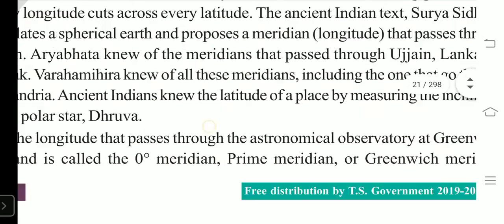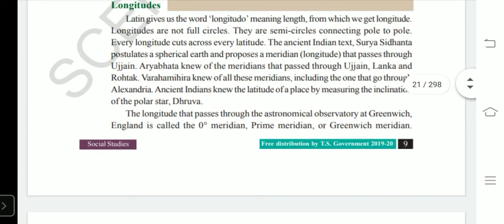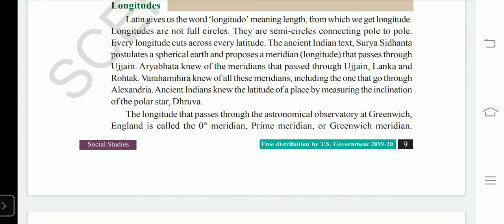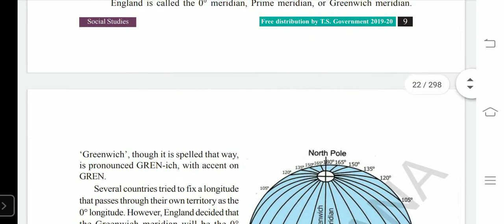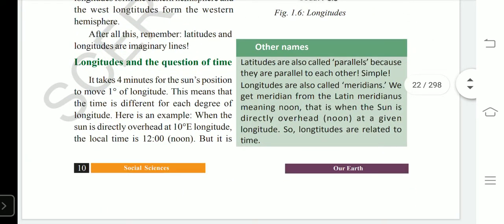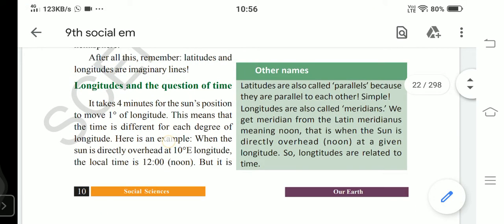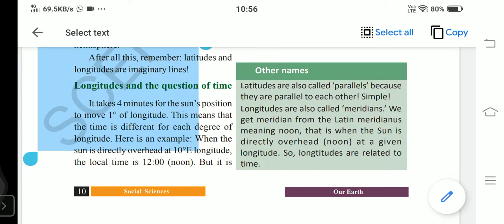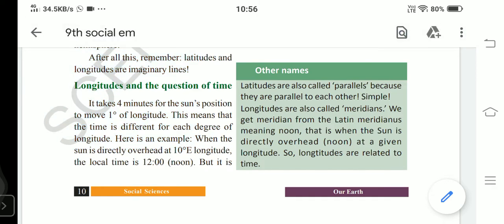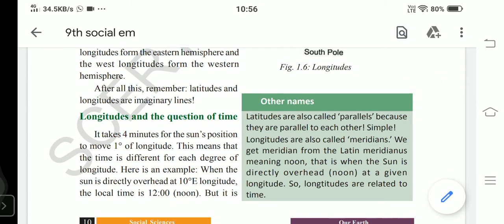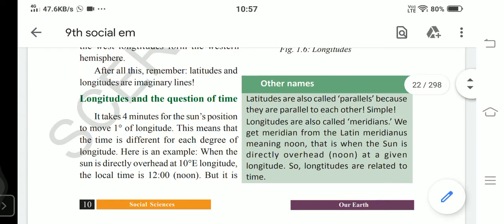So my dear students, how to calculate the time, we'll see here. Okay, the next part I'm taking you to is latitudes, longitudes, and the question of time. Look here, how to calculate the time. Dear students, from one longitude to another longitude, there will be 4 minutes of time. 4 minutes of time is taken for the sun's position to cross from one longitude to another longitude.